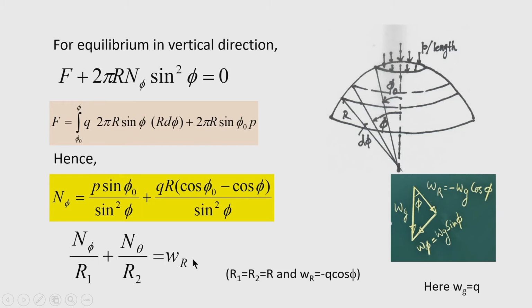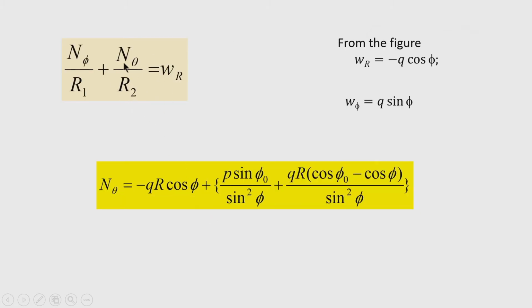W r into r. Now, substitute W r as minus W g cos phi. Here minus W g is q. We have taken symbol q to represent the vertical load in the shell. So after substituting this value W r as minus q cos phi, we ultimately get n theta equal to minus q r cos phi plus p sin phi naught divided by sin square phi, plus q r into cos phi naught minus cos phi divided by sin square phi.